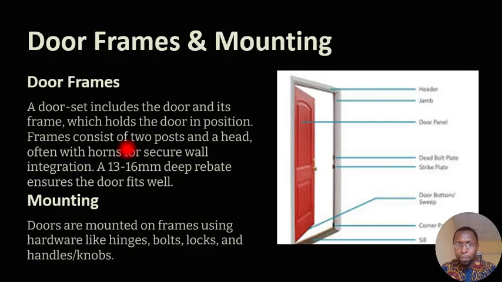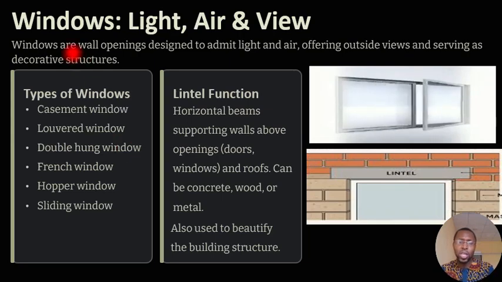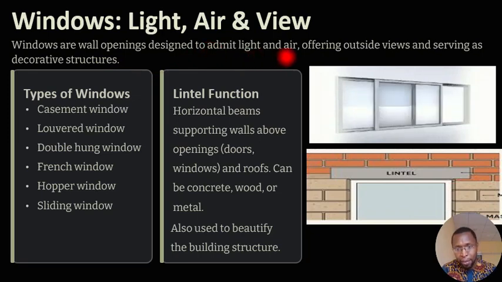All right. We now look at windows, building windows. Windows are wall openings designed to admit light and air, offering outside views and serving as decorative structures. So it admits air into the house if there is air blowing outside. It also allows light to come into the house if there is sunshine, and then it adds beauty to the house as well.